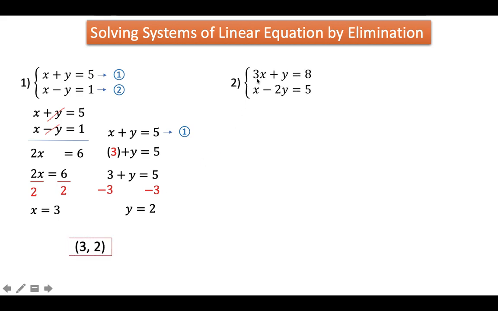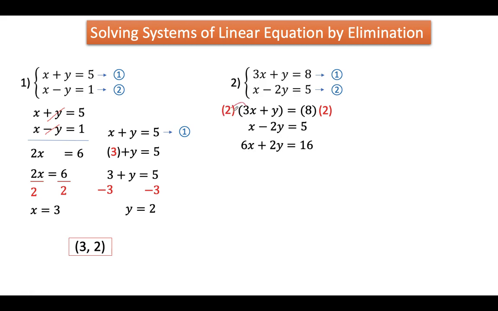For given number 2, 3x plus y equals 8 and x minus 2y is equal to 5. So let us set this as our equation 1 and this will be our equation 2. Notice that if we're going to add this directly, we cannot eliminate one of the variables, or even if we will subtract them, no variables will be eliminated. So what we're going to do here is we will modify one of the two equations. So I decided to multiply 2 to equation 1 so that equation 1 becomes like this.